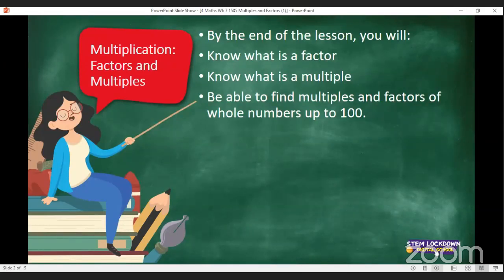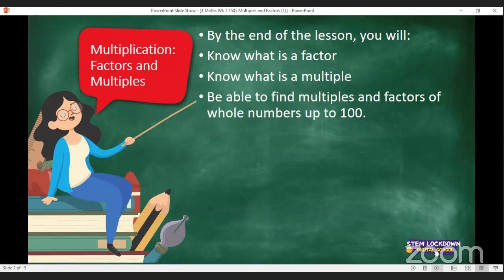So our success criteria: we're going to do factors and multiples. By the end of the lesson, you're going to know what a factor is and you're going to know what a multiple is. You're also going to be able to find multiples and factors of whole numbers up to 100.